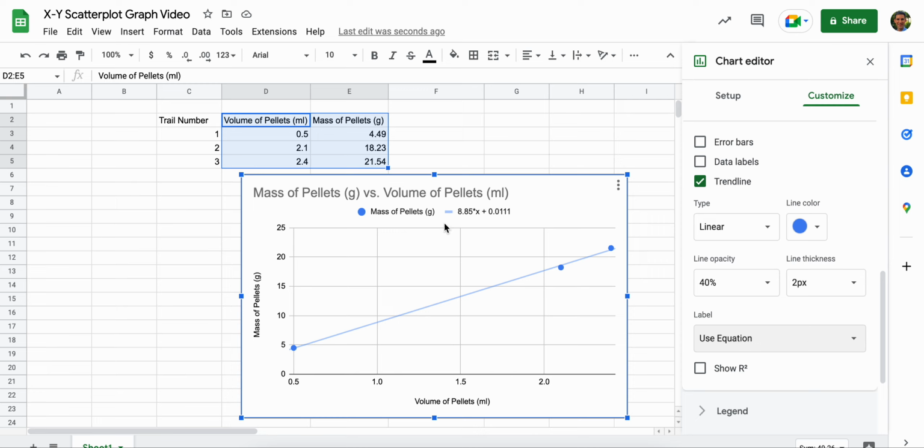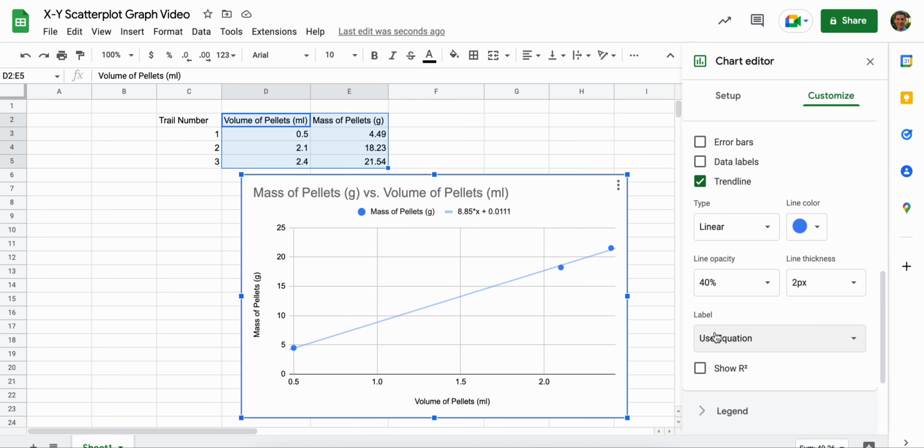You may be familiar with that type of linear equation where m is the slope of the line. And in this case, the slope is rise over run, the mass of the pellets in grams, divided by run, the volume of the pellets in milliliters. So grams per milliliter. We can now see that our rise over run, our density, our slope, is 8.85 grams per milliliter, or grams per centimeter cubed.